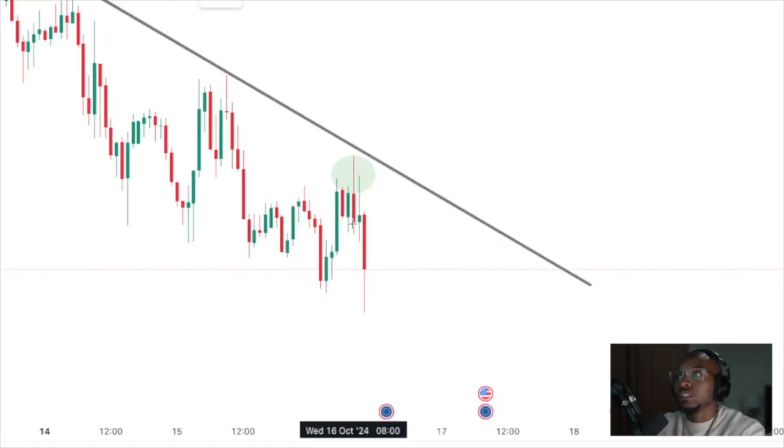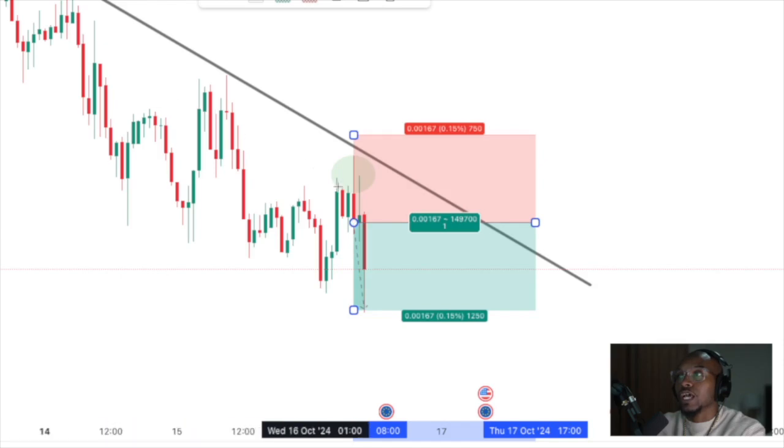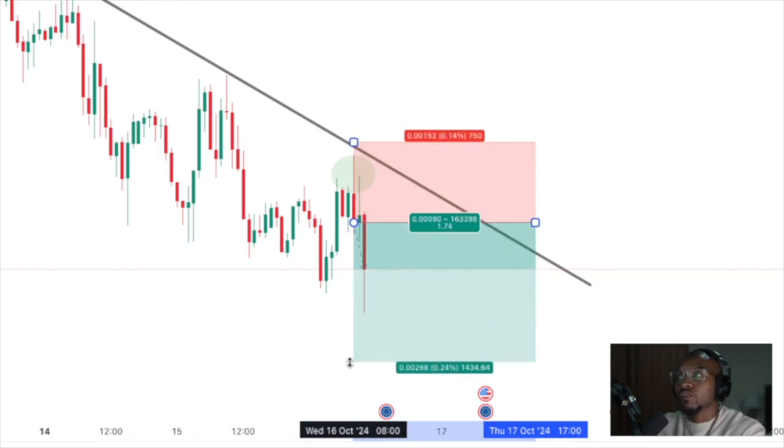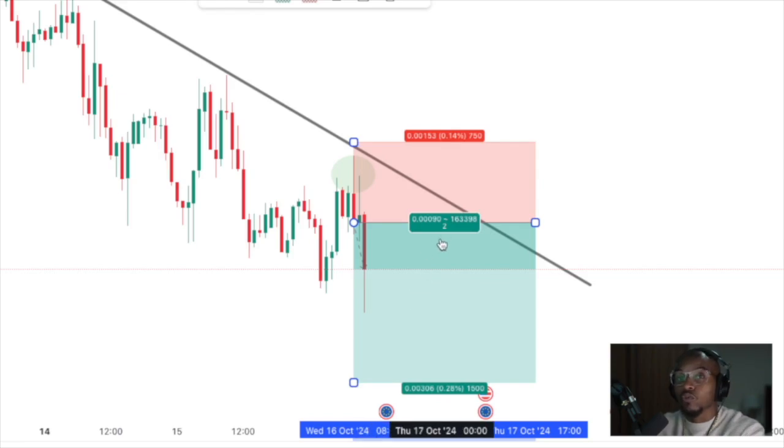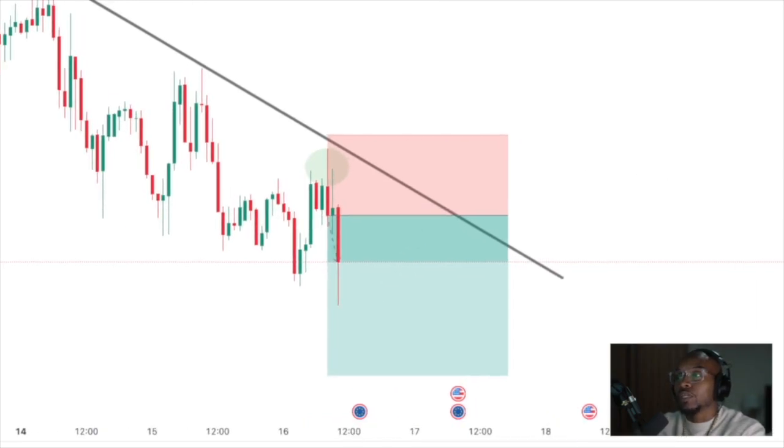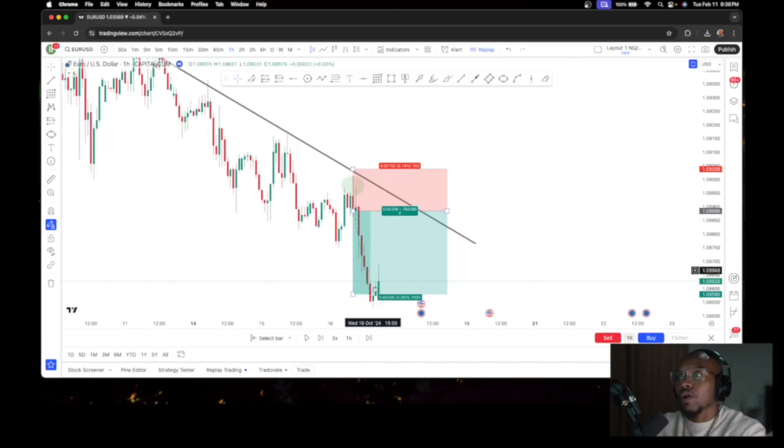And that's when you take your sell position. You put your stop loss above your trend line, and then you take price down further. We'll go for a 1-to-2 risk to reward ratio here, and we'll see how it plays out. As you can see, price dropped immediately and continued to the downside.